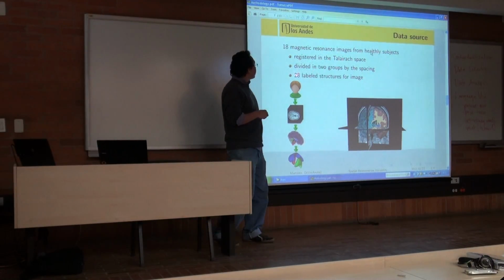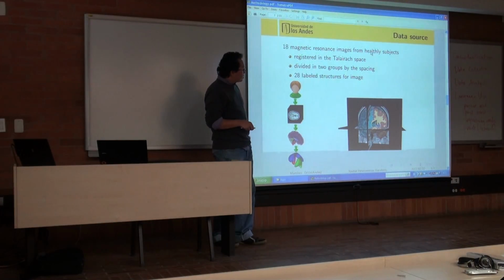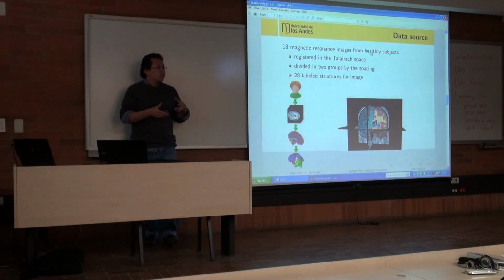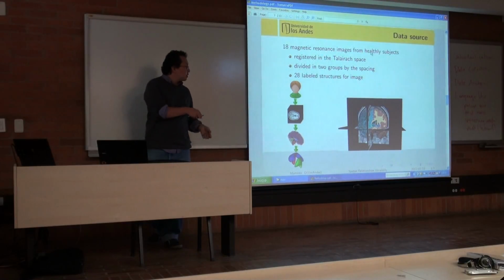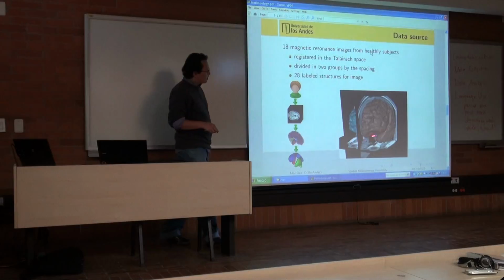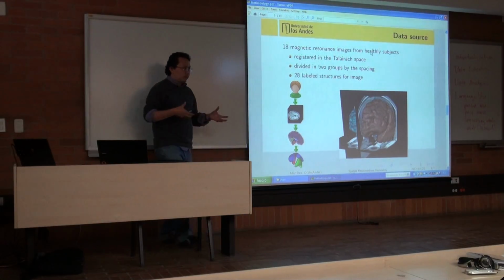We also have 28 labeled structures for each image. Some experts mark all the images in this way, so we can identify clearly what a specific structure is in the images. After that, we can reconstruct each one of the structures as a volume.